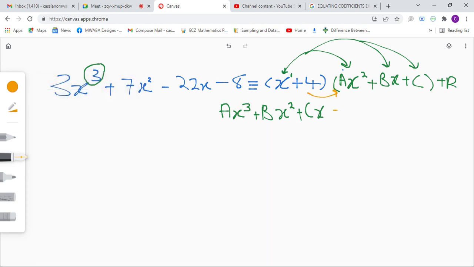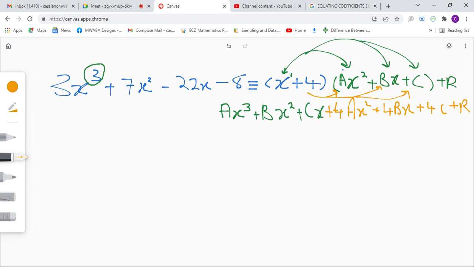we're going to say 4 times ax squared, we get 4ax squared. 4 times bx, we get 4bx. Right, then we say 4 times c, we get 4c, plus r. Okay, so now we can equate the coefficients.